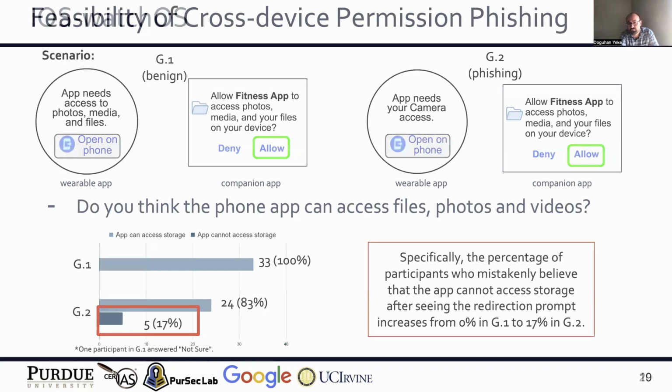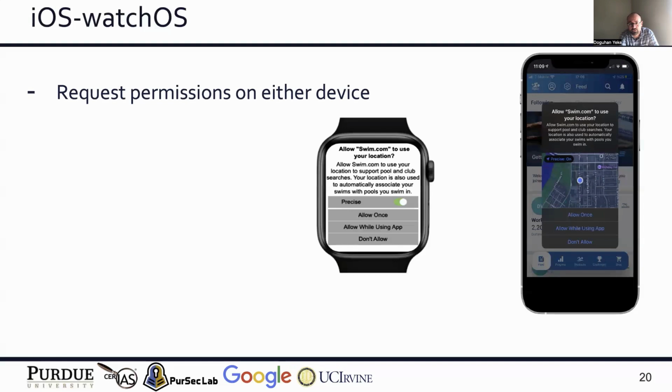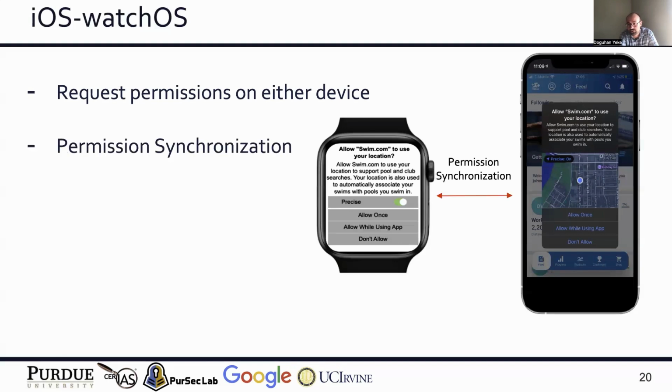Next, although our work focuses on the Android Wear OS permission model, we conducted additional preliminary analysis on other ecosystems such as iOS and watchOS. In these ecosystems, apps can request the permission on either device through permission dialogues. Depending on which app the user first interacts with, the user's decision is automatically applied to the companion device, which we call permission synchronization. For instance, if the user grants the permission on the phone, their decision is automatically applied to the watch app. This synchronization is done automatically at app runtime without any notification.